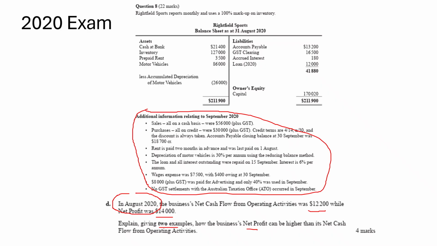So therefore we need to be speculative. But we do need to acknowledge this little nugget here: all sales are on a cash basis. So therefore, that eliminates the ability to talk about credit sales versus collections from accounts receivable. They caught a lot of students out. That's something to look for in your reading time.